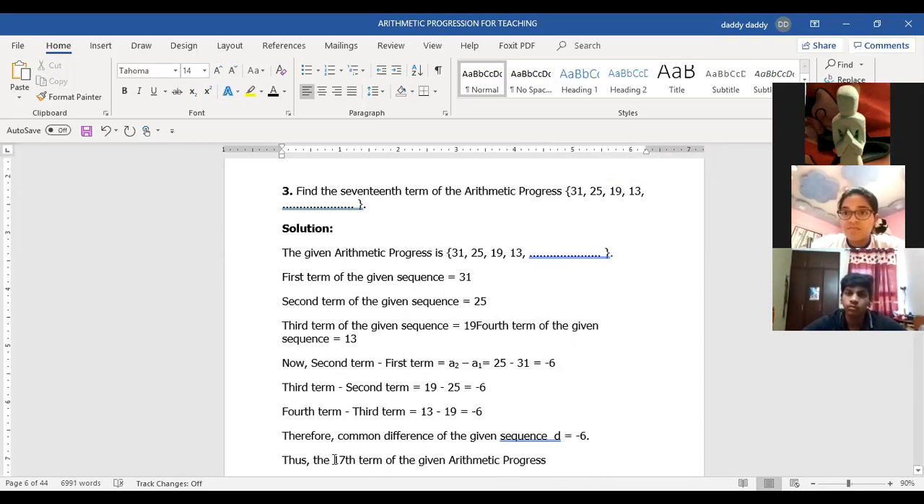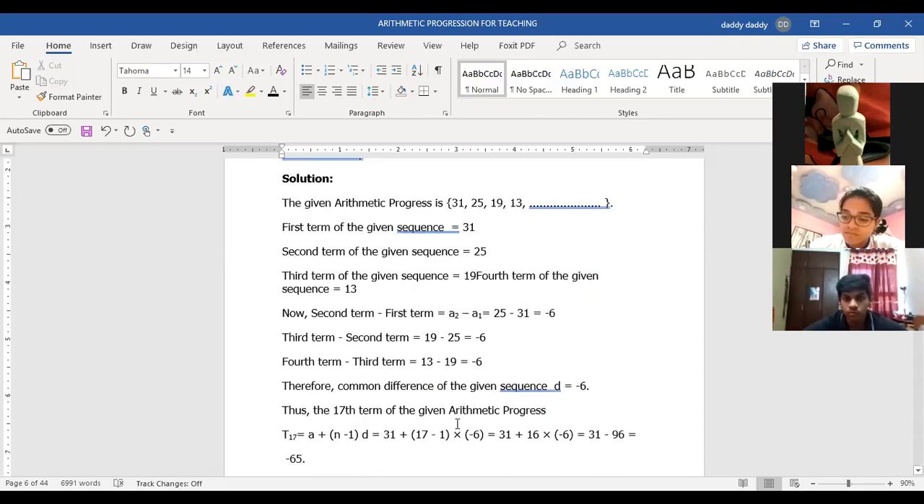Now I have to find the 17th term. Ma'am, to find the common difference, do we have to write all these statements, because it's too time consuming? Like second term minus first term, then A2 minus A1? That is what I'm saying, you just write this now. This one, A2 minus A1.